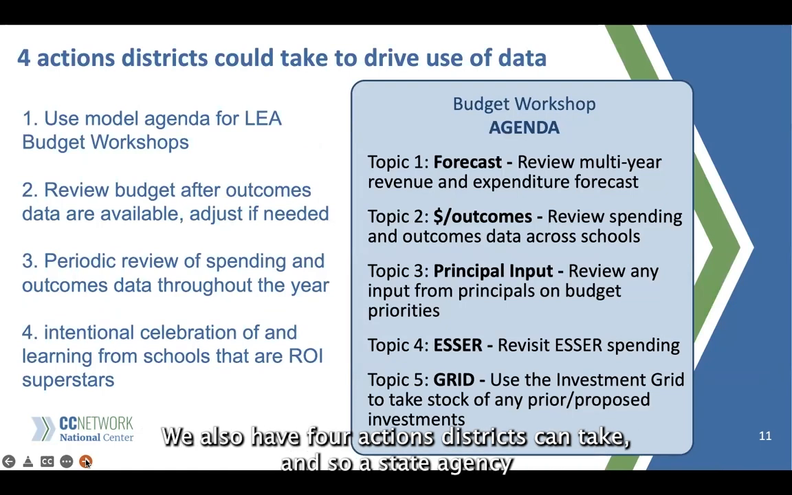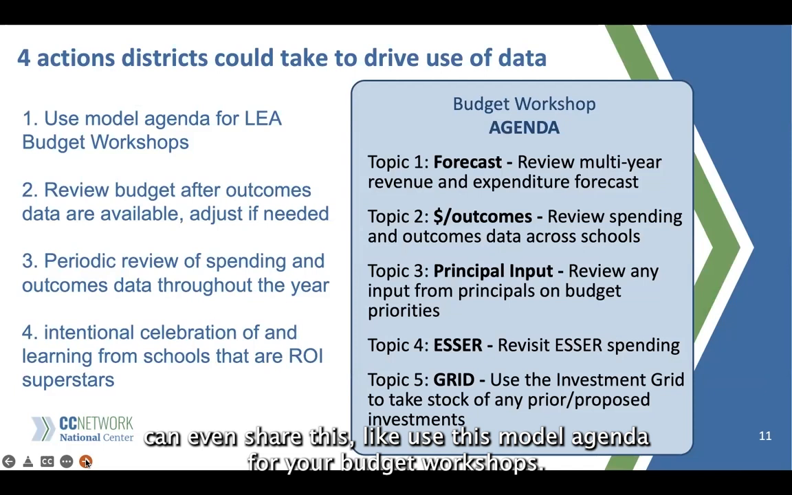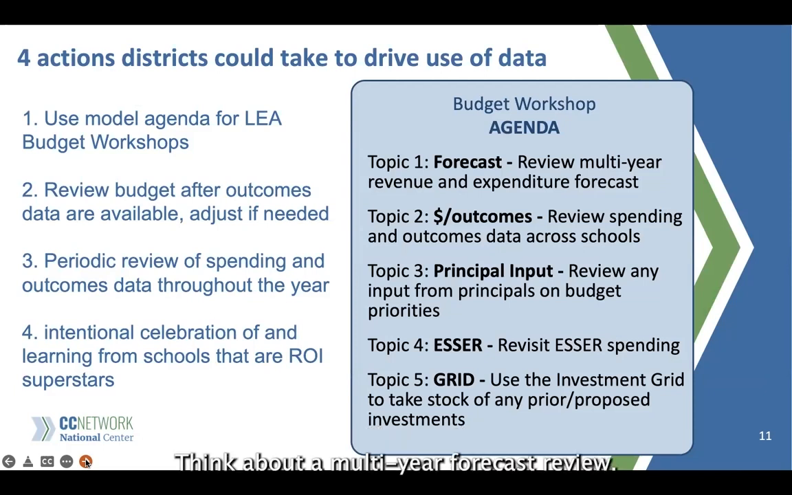We also have 4 actions districts could take. And so a state agency could even share this, like use this model agenda for your budget workshops. Think about a multi-year forecast, review your spending and outcomes data, get input from your principals.